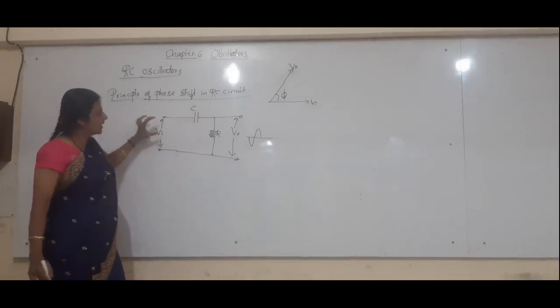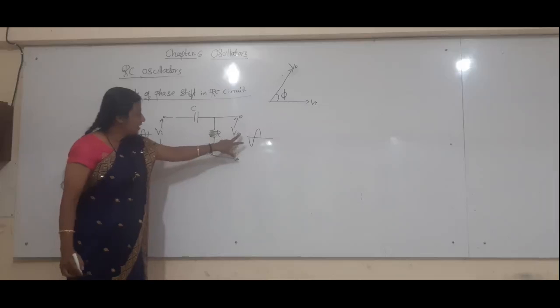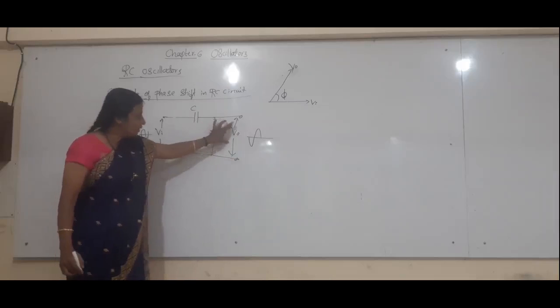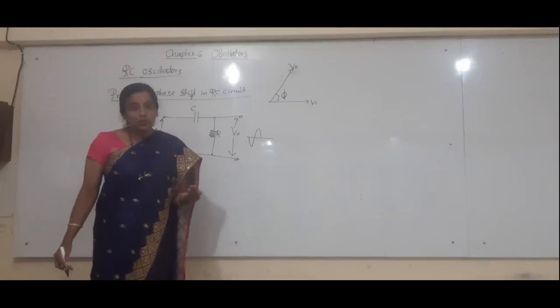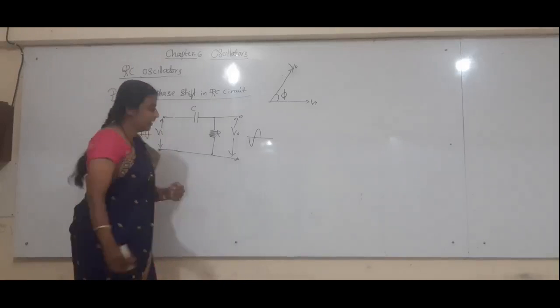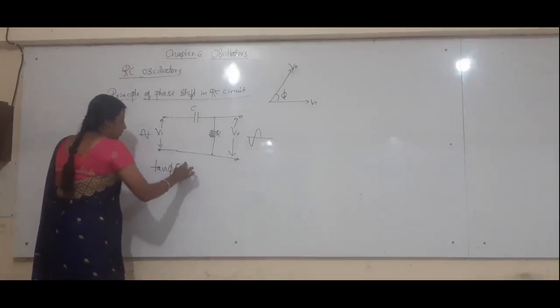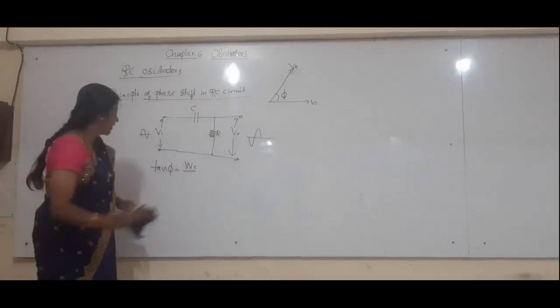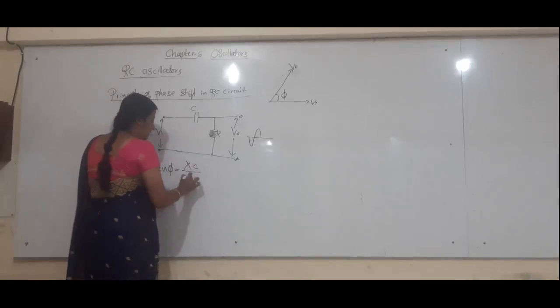So here whenever an AC input voltage is applied, then whatever output voltage is obtained at the output of the resistance, this output voltage leads the input voltage by an angle of phi. So that phi angle we can write as tan phi is equal to Xc by R. So this tan phi is calculated by means of a formula.